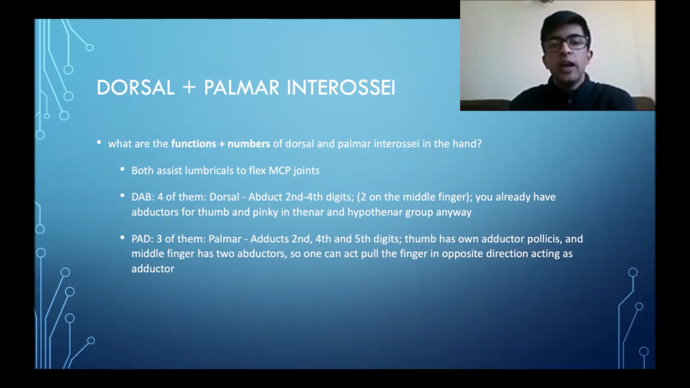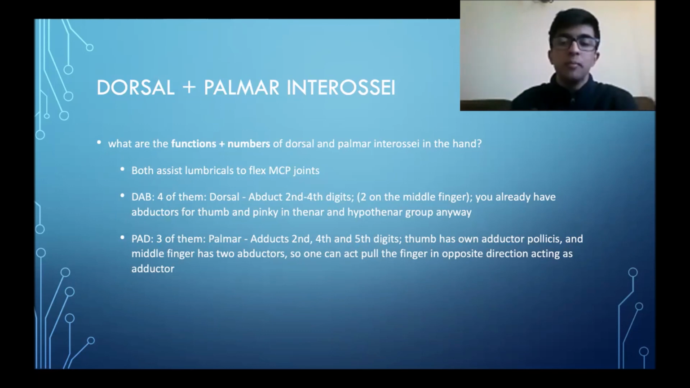Those are the interossei. You already have known muscles for abduction of the thumb and the pinky in the thenar and hypothenar group anyway. So that's why you only have 4 dorsal interossei that abduct the 2nd and 4th digits, because the thumb and pinky already have their own muscles.